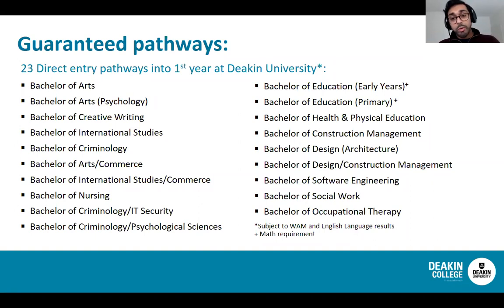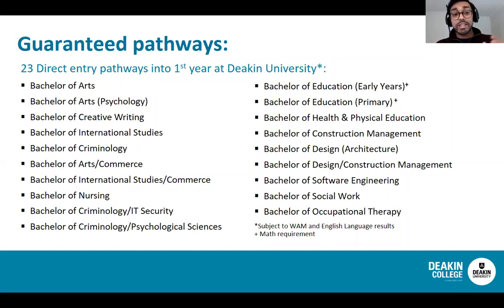But remember, in order to get into Deakin University, you have to get a strong average mark, which means your average of grades across the two or three trimesters, as well as strong English language results. And that's in those two core units, which I touched on before, but we'll look at in a minute: your advanced academic communication and your advanced academic writing and research.